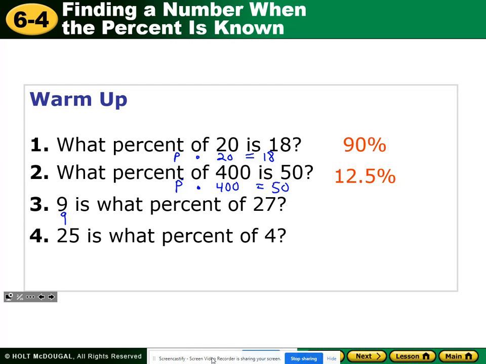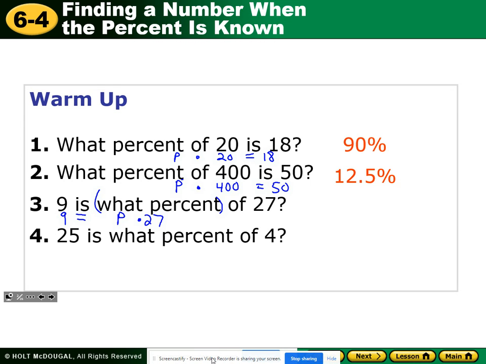What is is? Is what? Equals, all right? So we put an equal sign in there. What percent? We don't know the percent, so that's where we write the... We don't know what this is, do we? So what are we going to put in place of it in our equation? A P, because that's what we don't know, right? There we write our multiplication, right? 27.